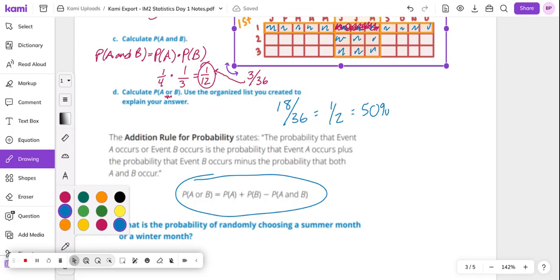The addition rule for probability states that the probability of event A occurs or event B occurs, the probability of A plus B minus the probability of A and B. I know that's weird, but basically what that's saying is this.